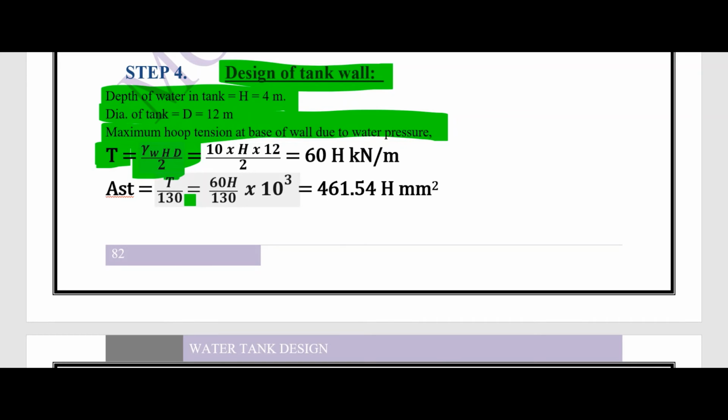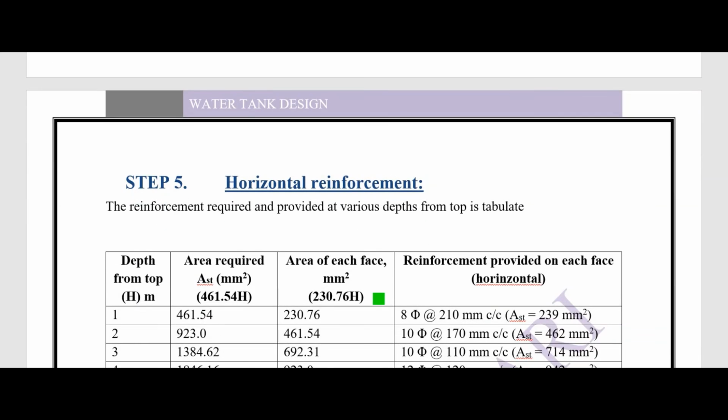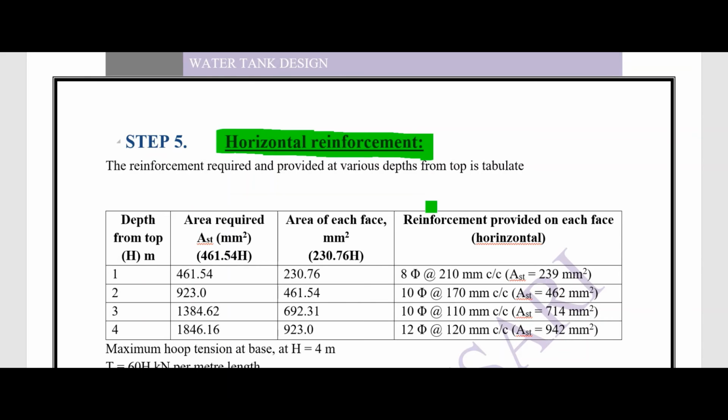In this example we assume H as a constant, so 60 into H, so we can find the hoop tension in terms of H. So we found Ast as T by 130, where T is 60 into H, so the value of Ast is 461.54 into capital H. Now we are going to provide horizontal reinforcement in the wall.